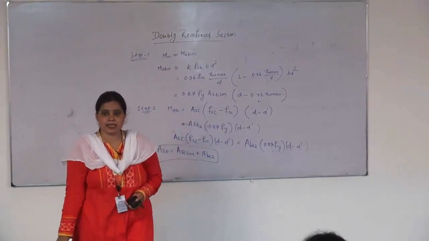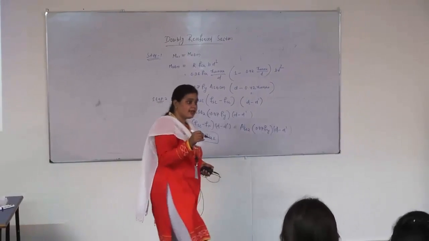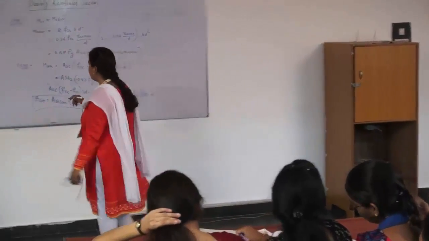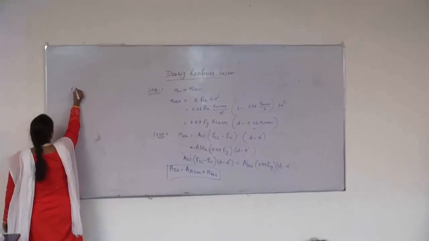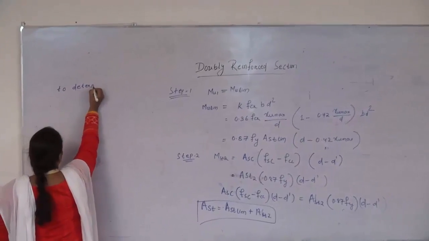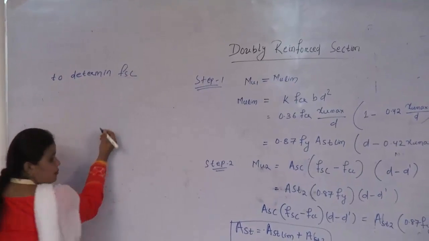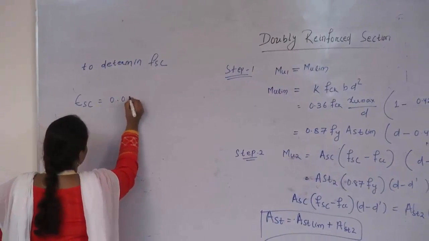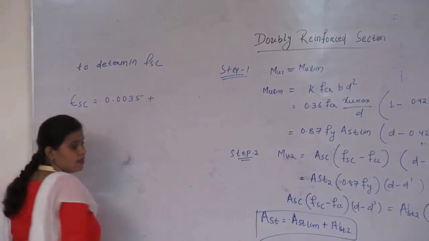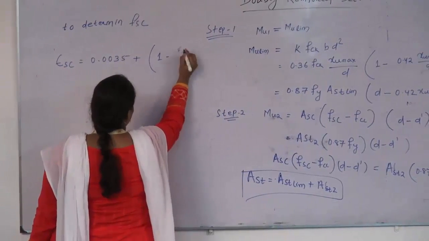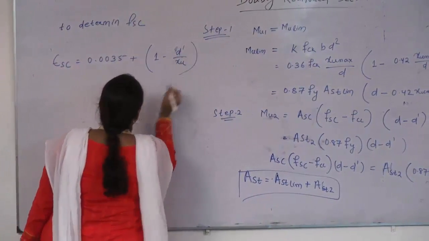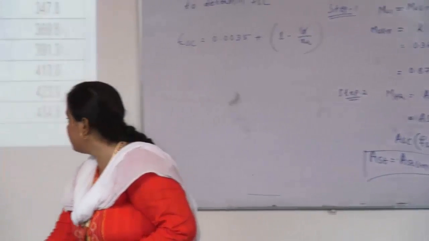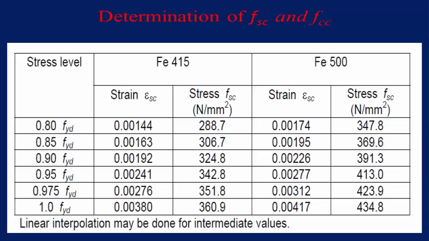FSC, how do you find FSC? First you are going to find epsilon SC, the strain at the level of compression steel. What is the formula? To determine FSC, you have to find epsilon SC first, equal to 0.0035 plus... We are going to find epsilon SC. That is, you take this design stress value from the design stress table.